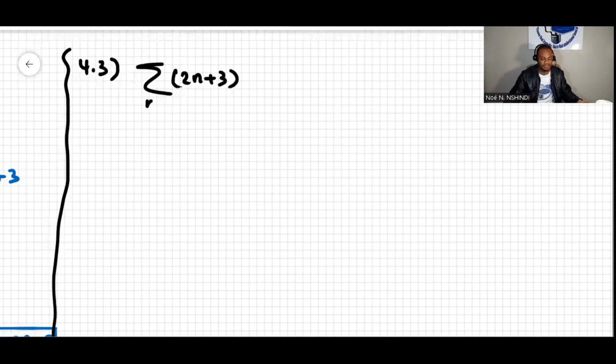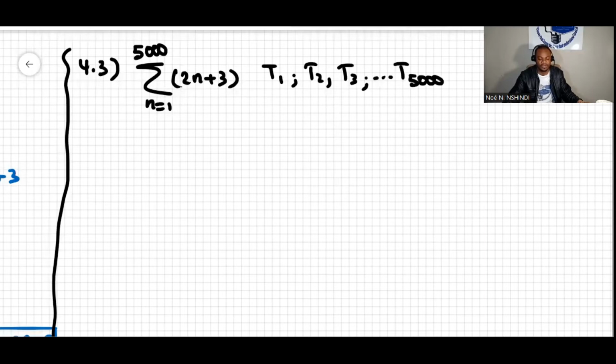Plus 3n starting from 1 to 5,000. And then we only want T1, T2, T3, and T5,000. This is what we need to find. Now, T1 must be 5 because it was first given, and we can check it out. If you take 1, you sub there. 2 times 1 is 2, 2 plus 3 is 5, so this is 5.